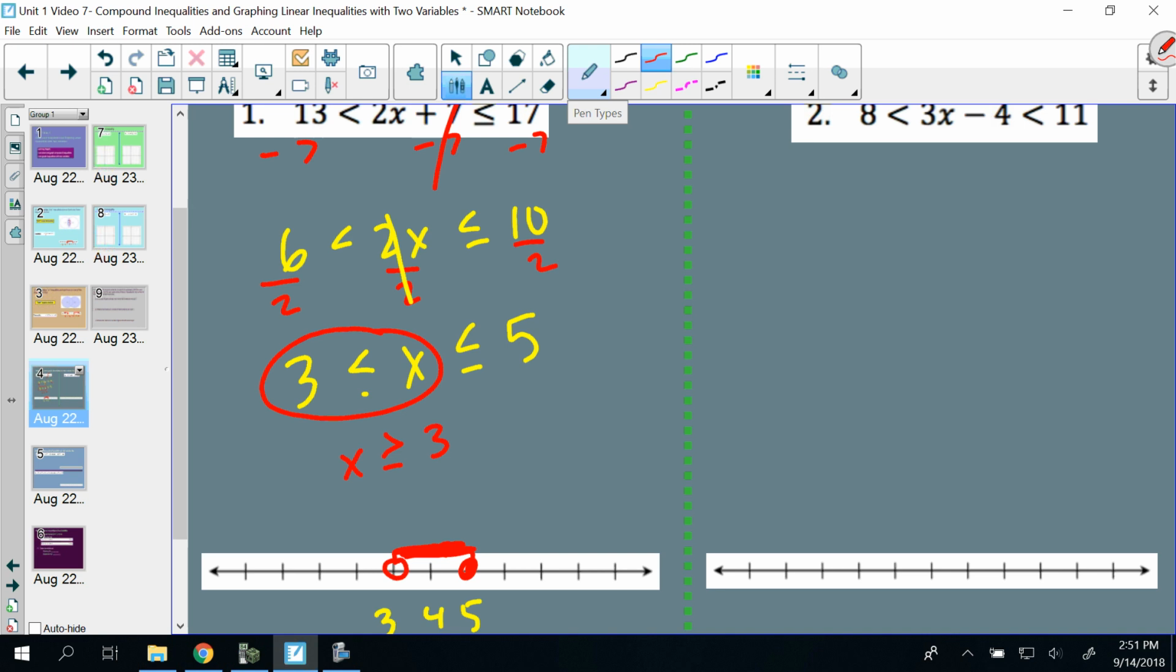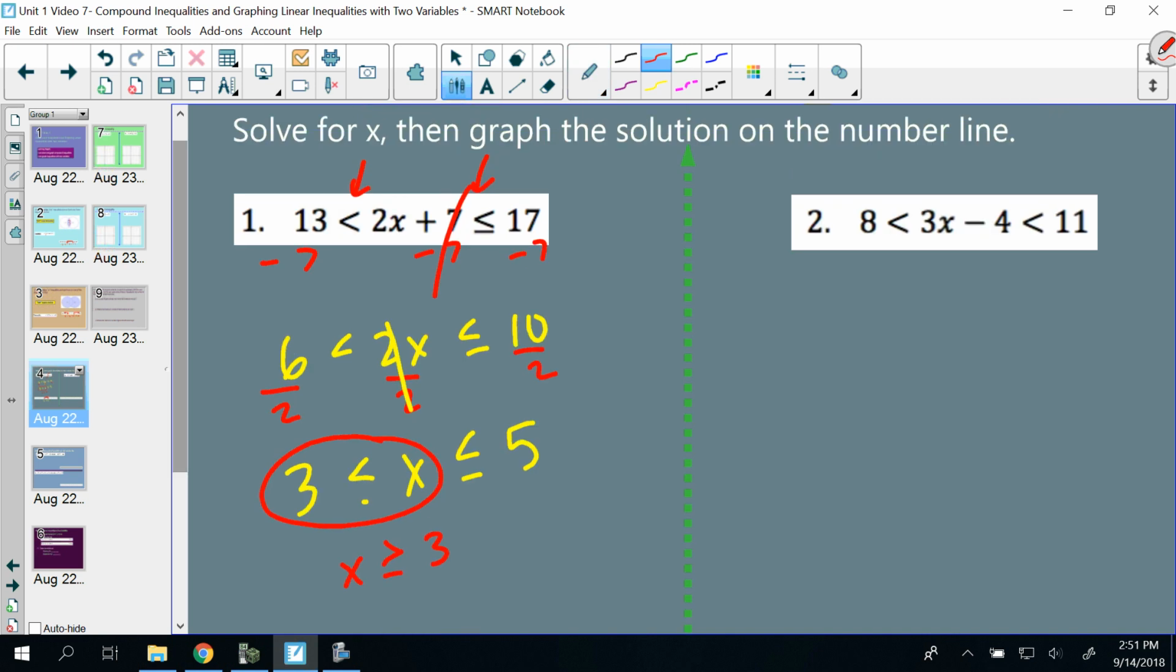Okay, the one next to it, number 2. Why don't you pause the video and try that one out? All right, let's see what you got. First step, it looks like you should have added 4 to everything, so that'd be 15, and the other one is 12. Now divide everything by 3. We're dividing by a positive, so we don't want to switch the sign, so dividing by 3 makes it 5 and 4.